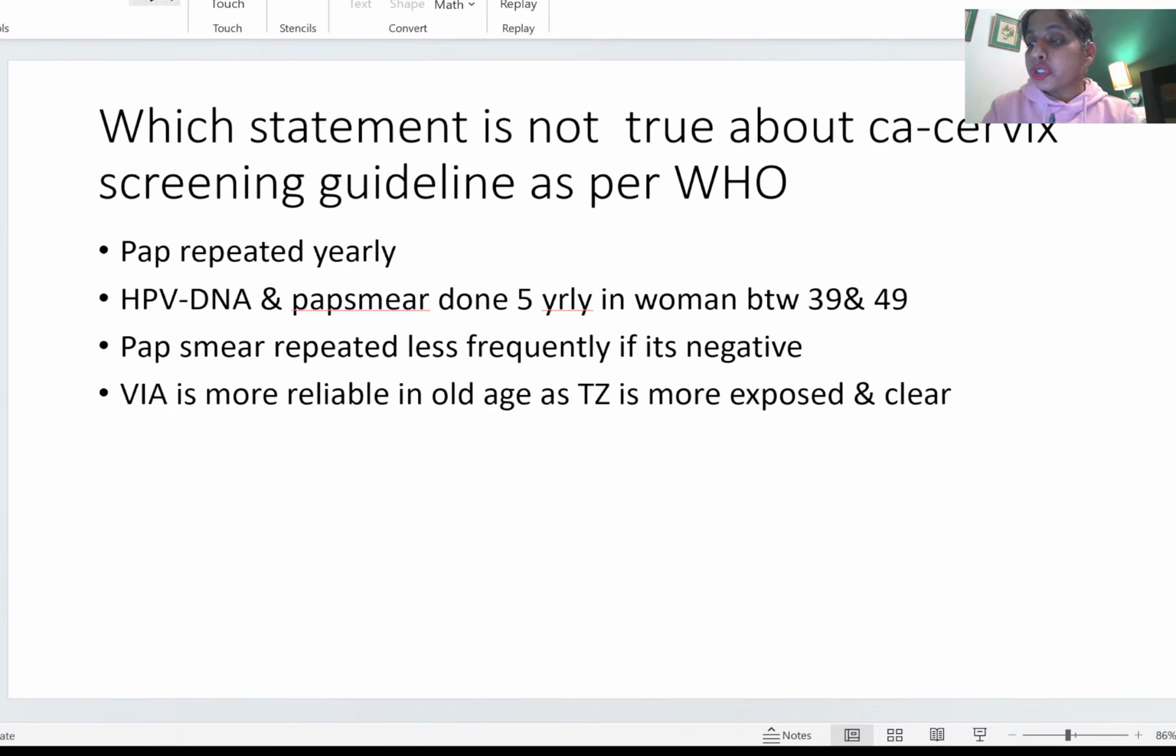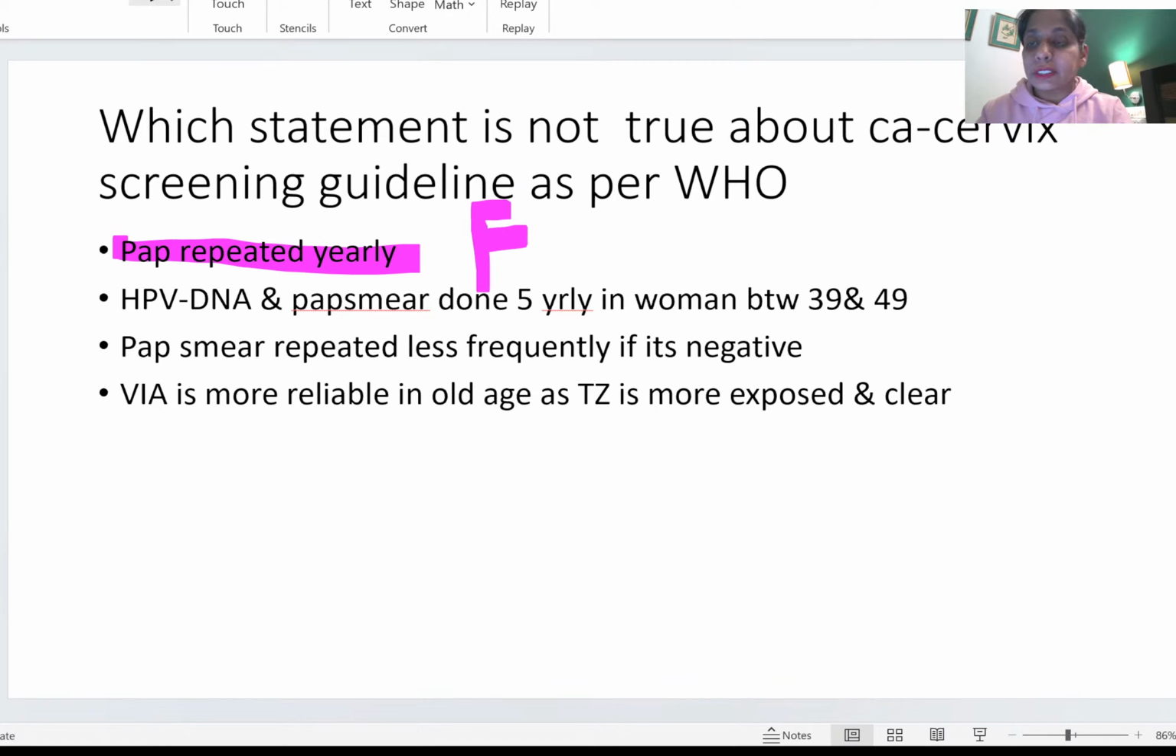Isra, transformation zone is present in each and every female. Every female who undergoes puberty will have a transformation zone. Okay, Isra? Okay. Which statement is not true about CA cervix guideline? So this first statement is not true.